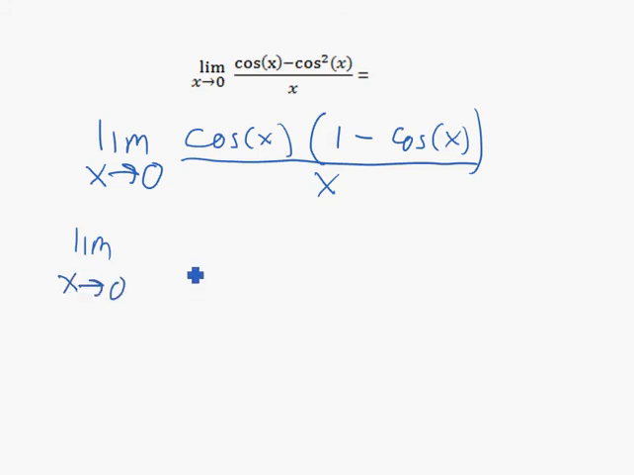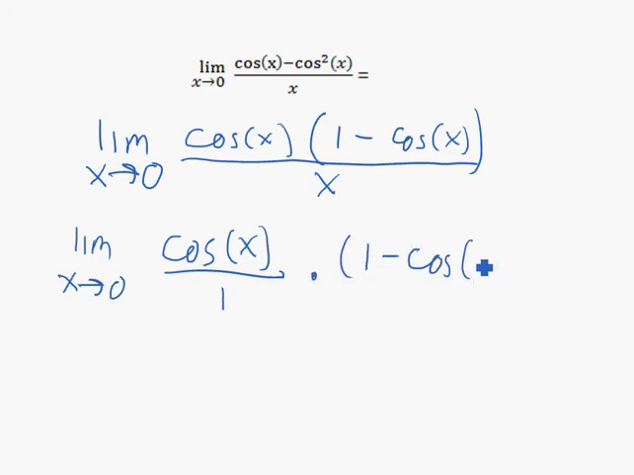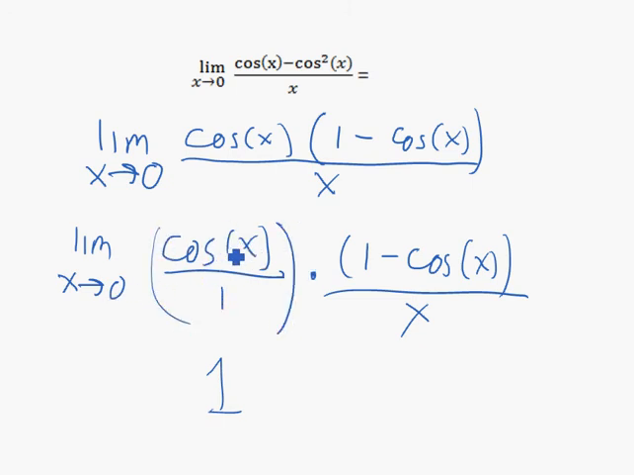X is going to 0. I can make this cosine x really over 1 times 1 minus cosine x over x. That's the same thing. I just split up the multiplication. And as x goes to 0, this fraction here, cosine x over 1, just becomes 1 because cosine of 0 is 1. I can just plug into this one. There's nothing wrong with that. That's continuous at 0, so we get 1.